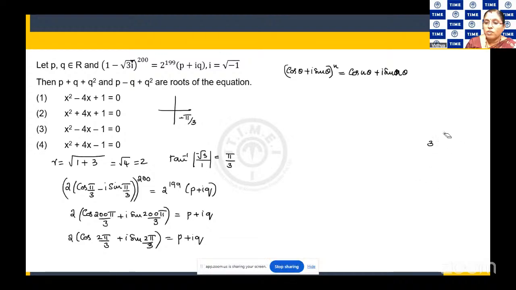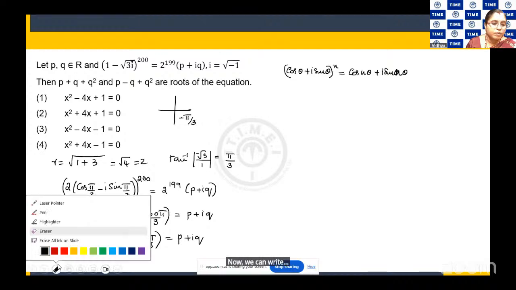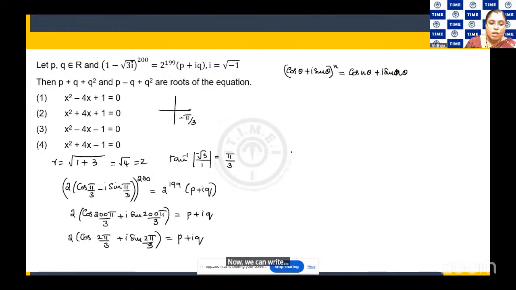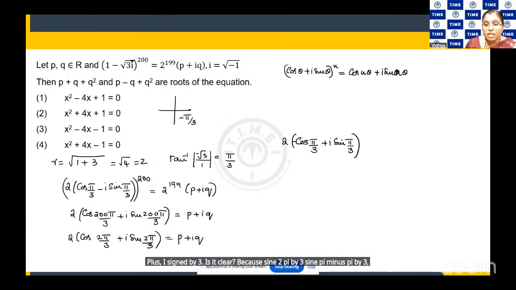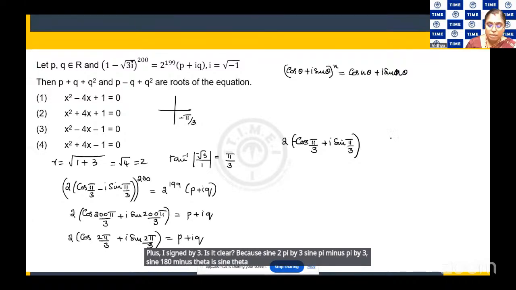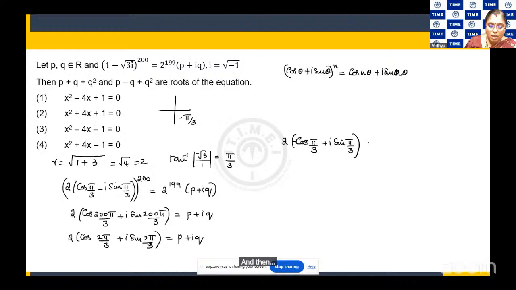Now we can write cos 2 pi by 3 like this: 2 into minus cos pi by 3 plus i sine pi by 3. Is it clear? Because sine 2 pi by 3 is sine of pi minus pi by 3, and sine of 180 minus theta is sine theta. So we can write plus i sine pi by 3, and then equal to p plus iq.